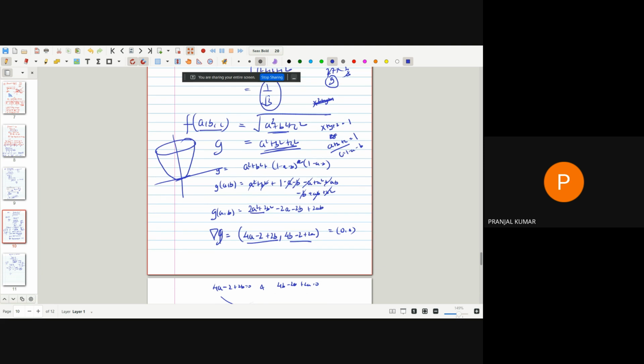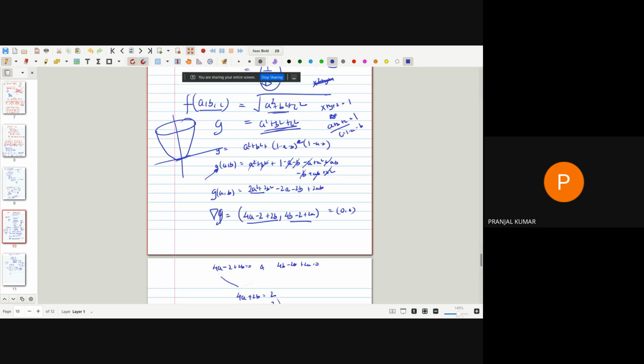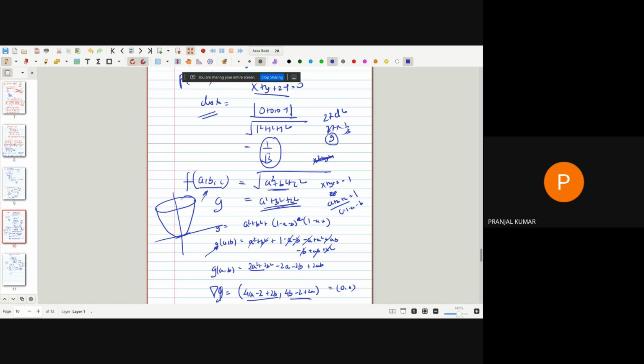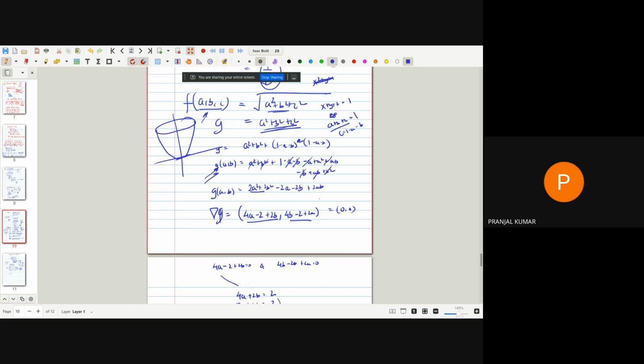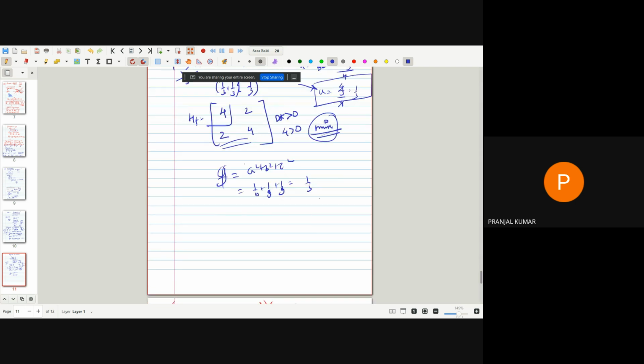You will not substitute the value in G. You will substitute the value in F, because G we have squared. You can substitute in G, then take the square root to get the original, because this is Euclidean distance, right? There is a square root. So g is equal to a square plus b square plus c square, which is 1 by 9 plus 1 by 9 plus 1 by 9, which is 3 by 9, so 1 by 3. For the actual value, you have to take the square root. So you will get 1 by square root of 3.